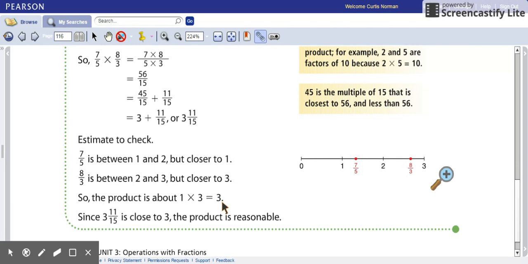If our answer here would have been like 99, and our answer we figured out here was 3 and 11/15, then we say, no, our answer isn't reasonable. But in this case, we're only 11/15 off. So I'd say that's a pretty reasonable answer.